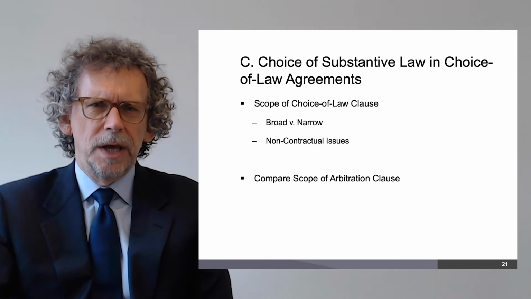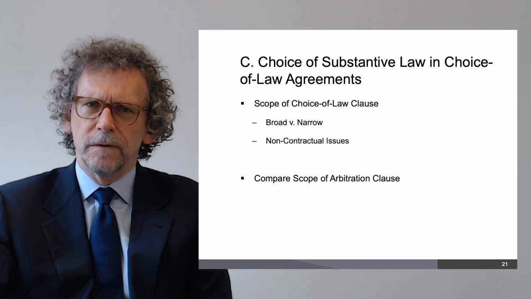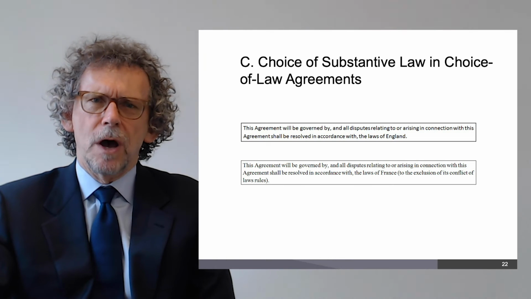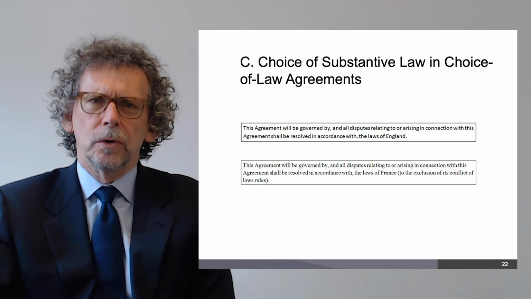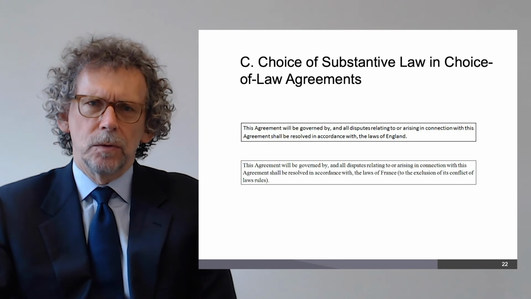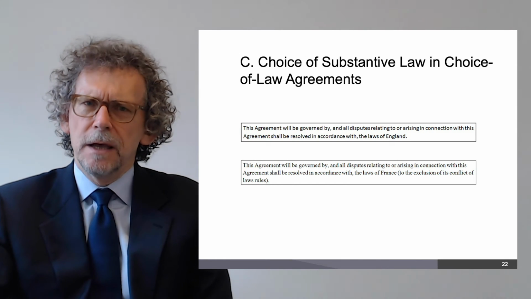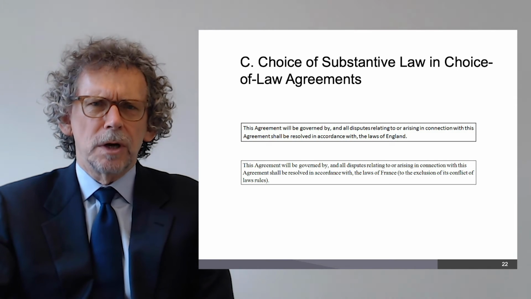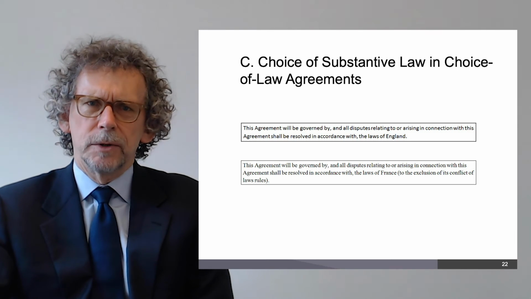It's also important to compare the scope of your choice of law clause to the scope of your dispute resolution provision, your international arbitration clause. Most arbitration clauses are drafted very broadly. They apply to all claims or disputes relating to or arising out of or in connection with the party's underlying contract. If your choice of law clause is drafted more narrowly, if it provides only that the law applicable to this contract or disputes arising out of this contract, it will be regarded as having a narrower scope by some courts and tribunals than your underlying arbitration agreement.